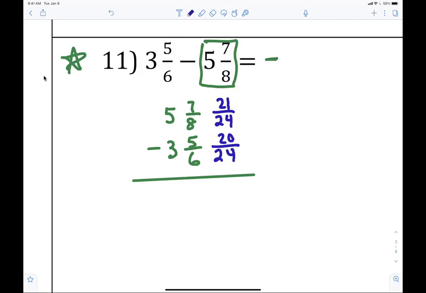Now continue. Kelvy, what am I doing when I do the subtraction? 5 minus 3 equals 2. And? 2. And then 21 minus 20 equals 1. And so then I just want you to write 2 and 1 over 24.